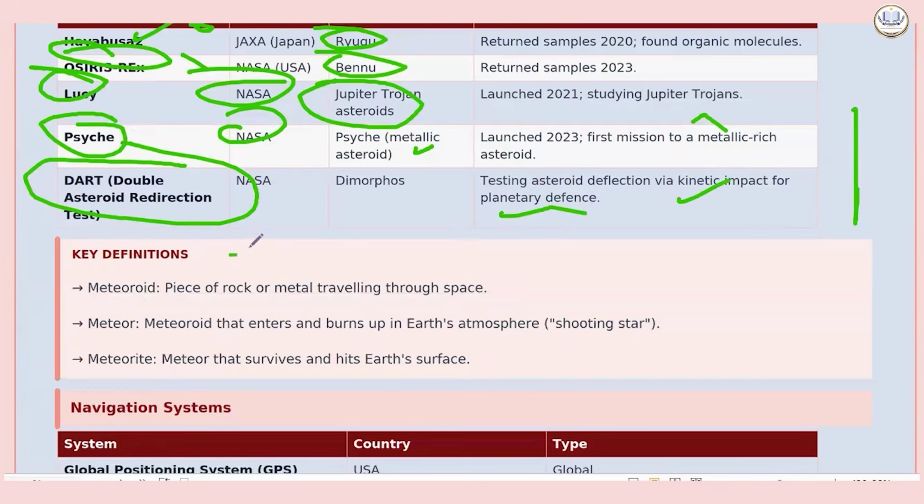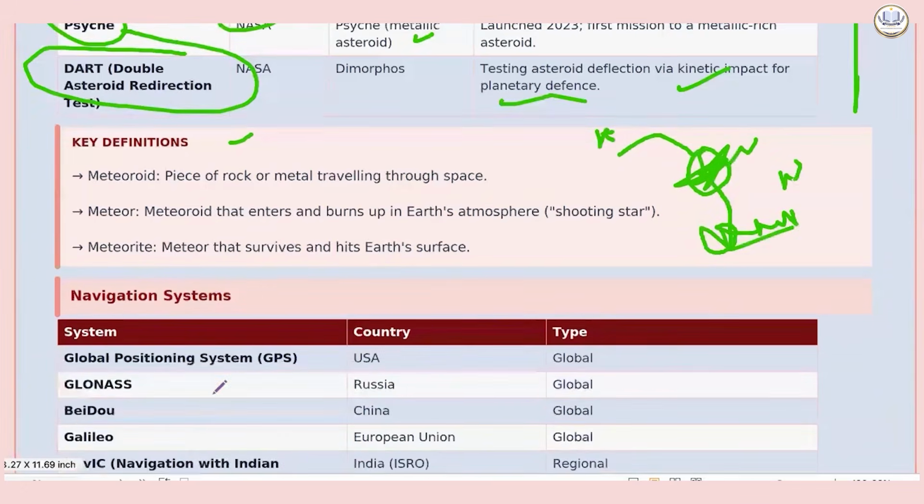Key definitions. One is meteoroid. The piece of rock or metal traveling through space is called a meteoroid. And a meteoroid that enters and burns up in Earth's atmosphere, a shooting star, is called a meteor. Now it is burning. Then a meteor that survives and hits the Earth's surface becomes a meteorite. So meteoroid is the piece of rock or metal traveling through space. When it enters and burns up in the atmosphere, it is called a meteor. And when it strikes the surface, it is called a meteorite.